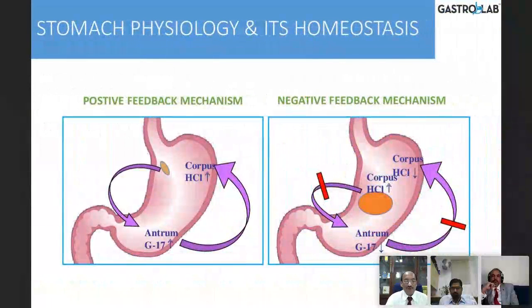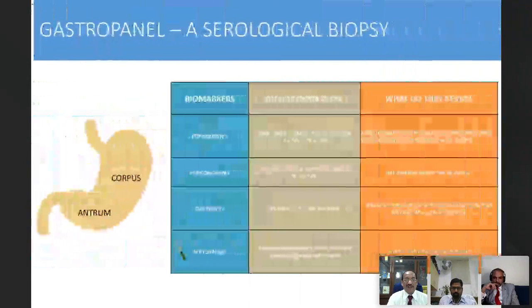So this is what happens. When food comes down, it makes the G cells in the antrum produce G17. This G17 goes and stimulates the parietal cell to produce hydrochloric acid. Once the hydrochloric acid is high and the pH goes down, this inhibits the production of gastrin. So this is a negative feedback. It's a positive feedback and negative feedback mechanism in the stomach to protect itself.